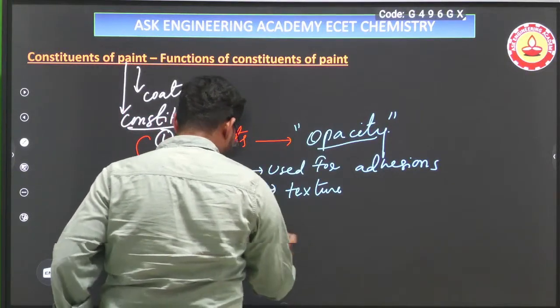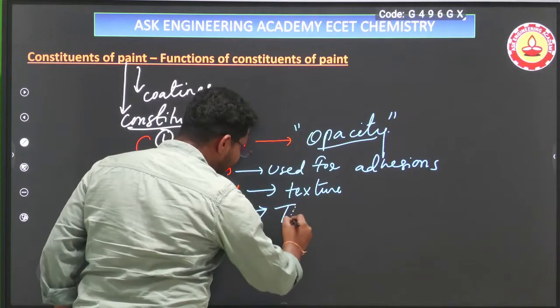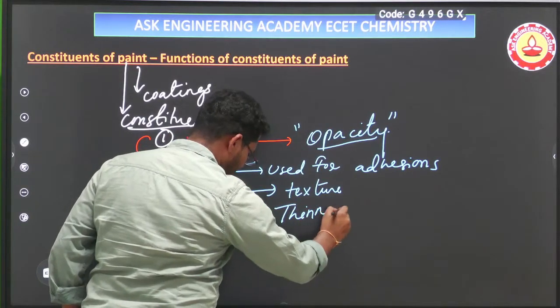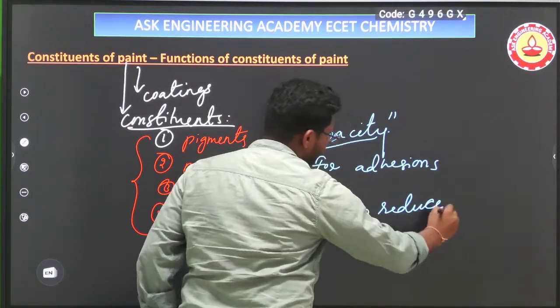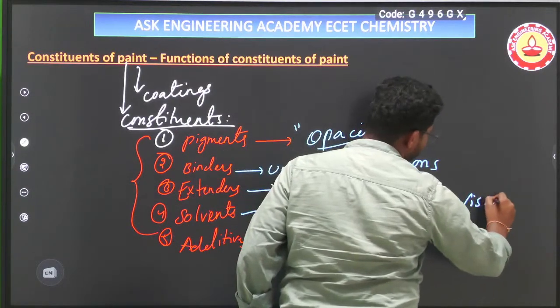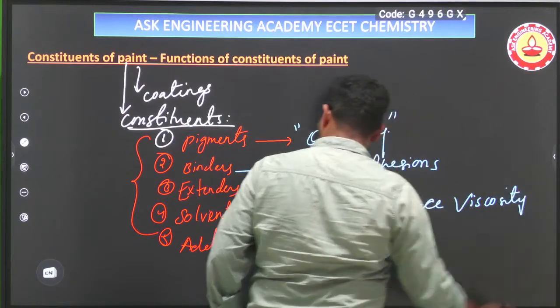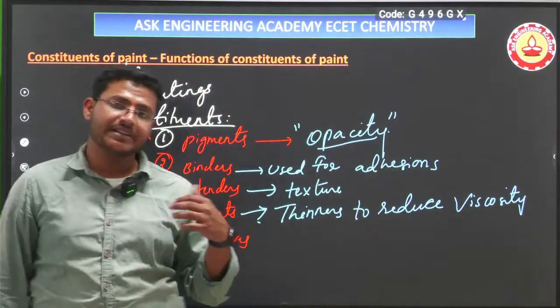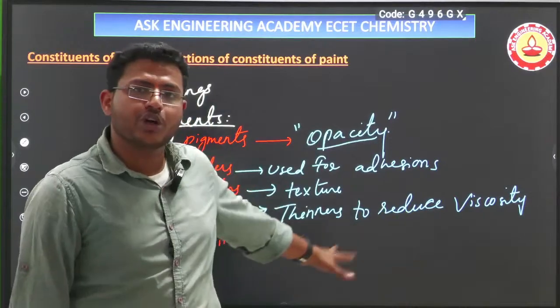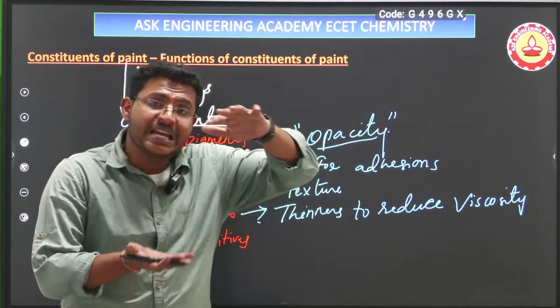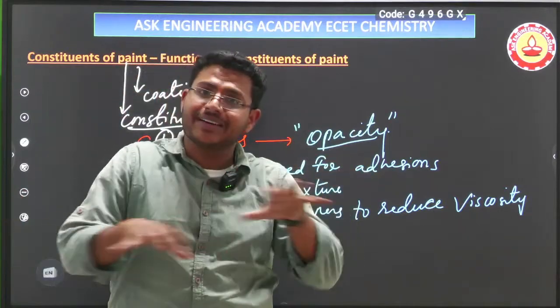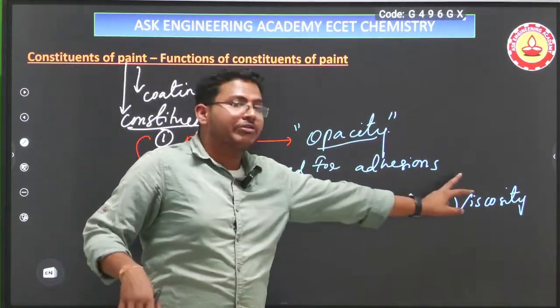And solvents are generally used as thinners to reduce viscosity. Solvents are generally added in paints because they are also one of the major constituents. This generally makes the paint thinner, not thicker, by reducing its viscosity.